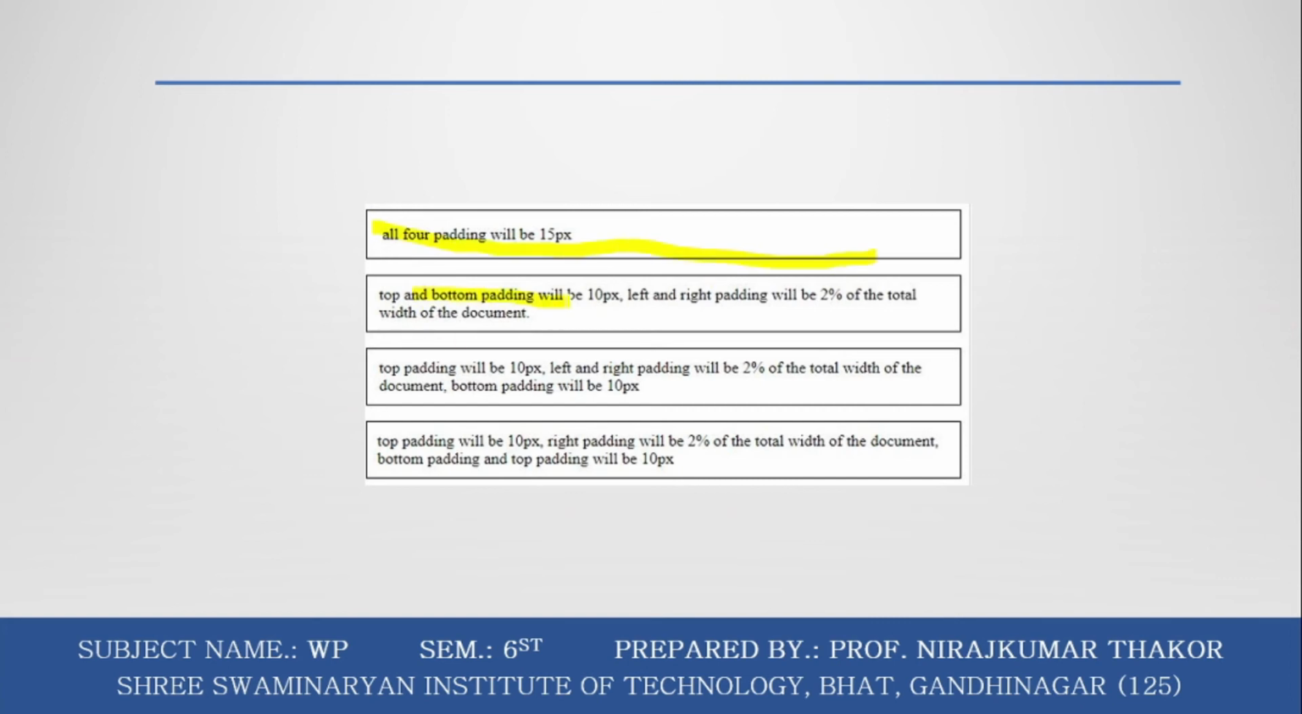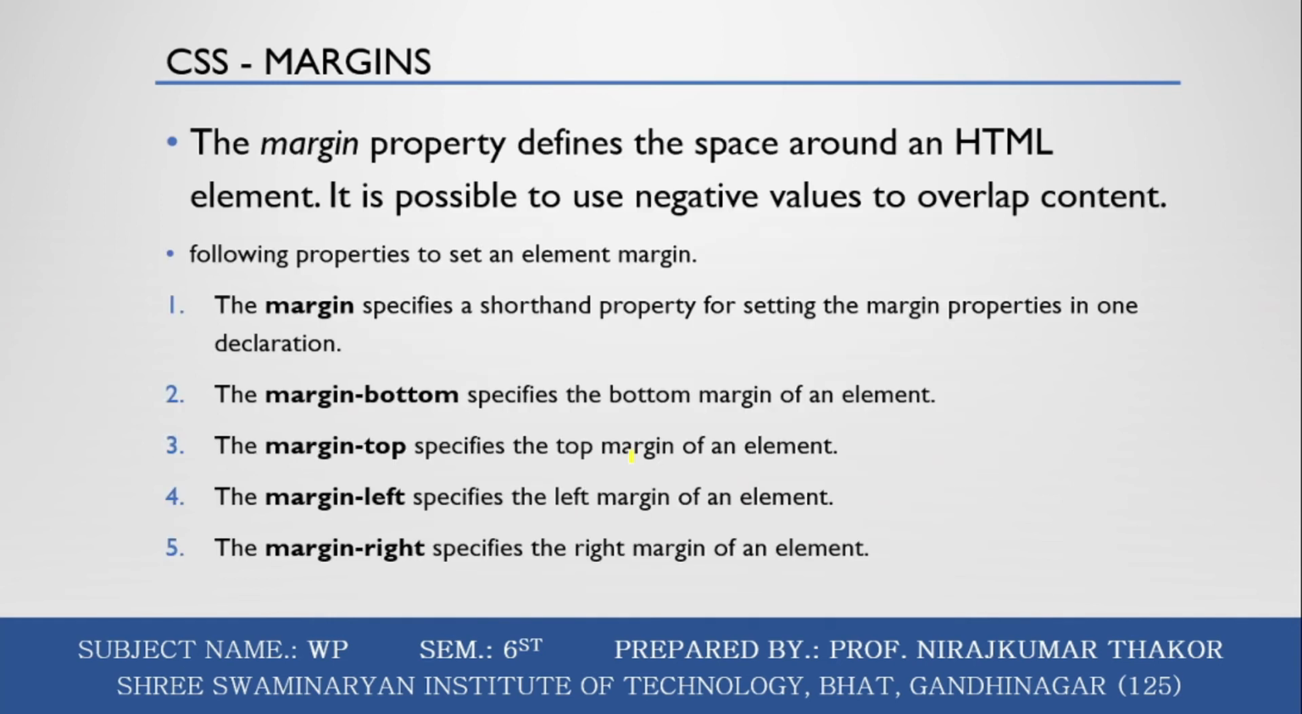The first will be 15 pixels on all sides. In the second, top and bottom will be 10 pixels, left and right will be 2% of the total width of the document. And the third one is 10 pixels top, left and right padding will be 2% of the total width of the document, and bottom padding will be 10 pixels. Okay, and the last one: 10 pixels top padding, right padding 2% of the total width of the document, bottom padding and left padding will be 10 pixels.